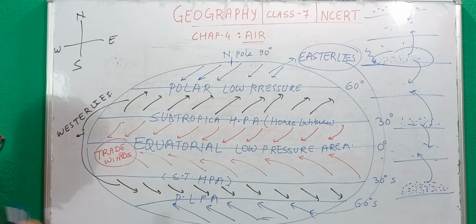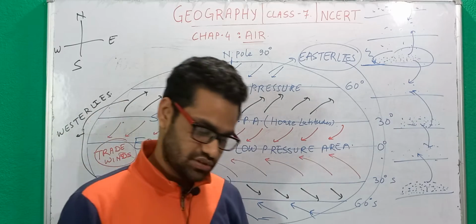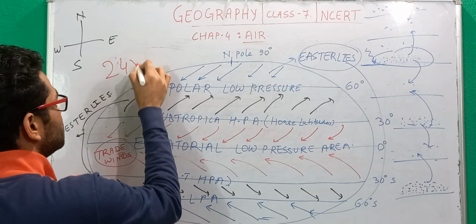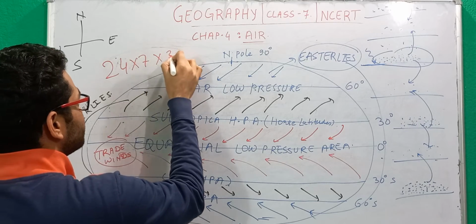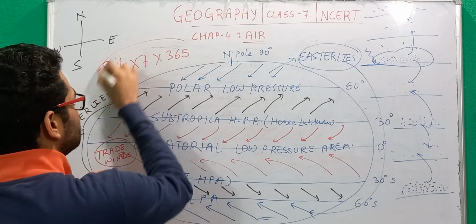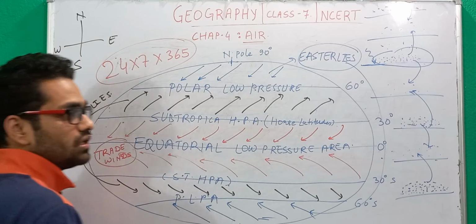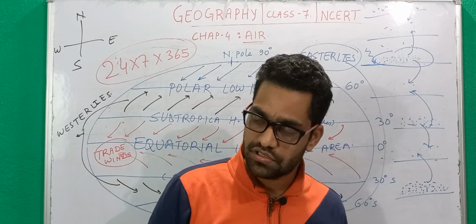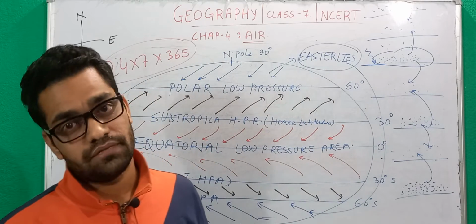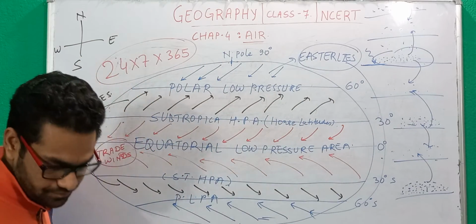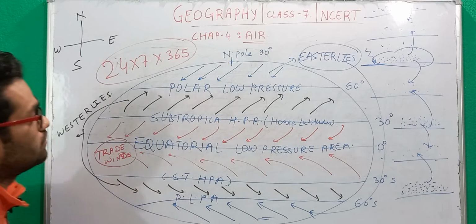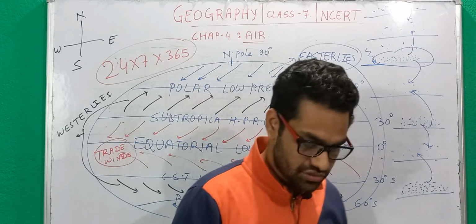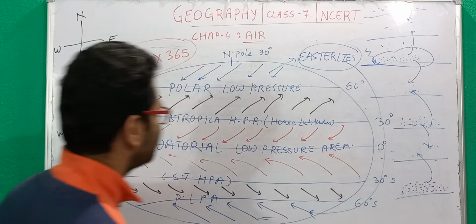7 days in a week. So this is a wind that will flow 24 into 7 into 365. It is never going to stop. Of course, there will be change in the wind speed, but the wind will flow. It will never stop. So this was the whole idea of this topic called the pressure belt and the wind system.